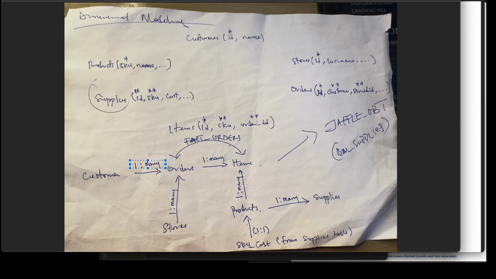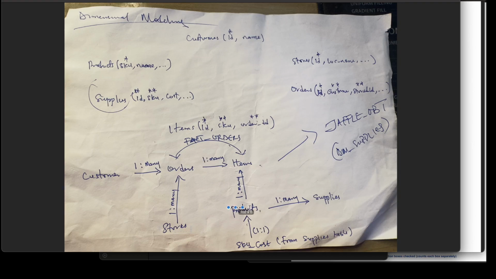Now on the stores table, we have what we call the store ID, and on the fact orders table, there is a store ID there too. So that also is a one to many relationship because store ID on the store table is unique, but store ID on the fact orders table is not unique.